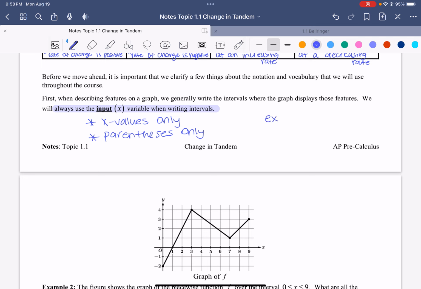So, for example, let's say parentheses. Let's say we have the first x value, x sub 1, and that goes all the way to x sub 2. Let's say there's another interval you need to include as your answer. You're going to put U for union, and then you can include your third and your fourth x intervals.